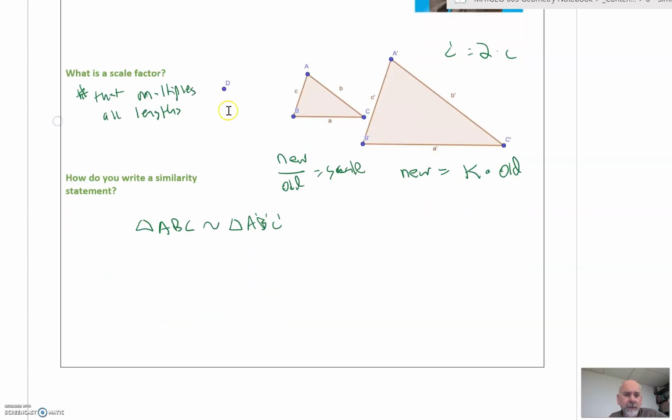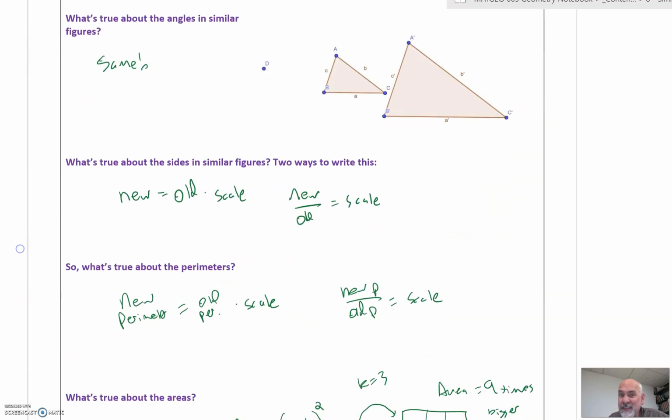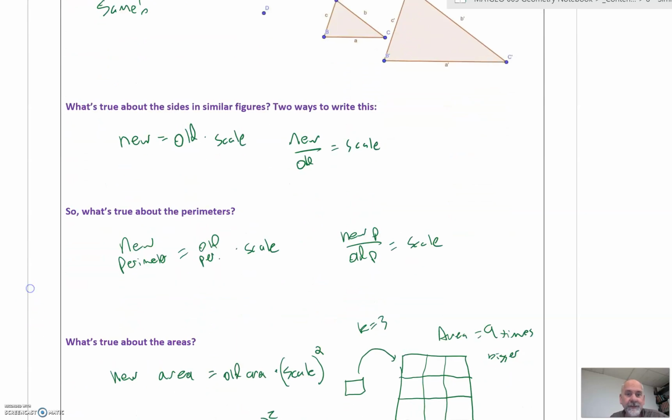We learned how to write a similarity statement. It's like a congruent statement, but it's a similarity statement. But keep in mind, what that means is not that the sides are equal. It means the ratio of the sides will be equal. So AB will be to A prime B prime as BC is to B prime C prime, and AC to A prime C prime. We learned that angles stay the same in similar figures, but sides get affected by the scale factor.